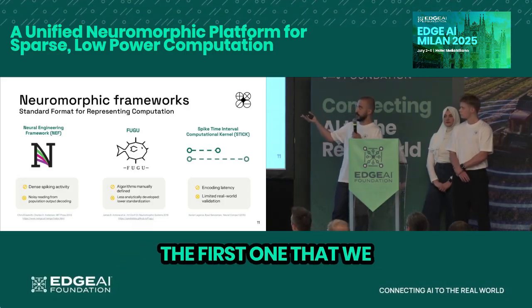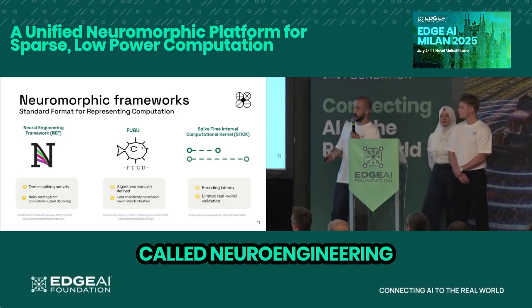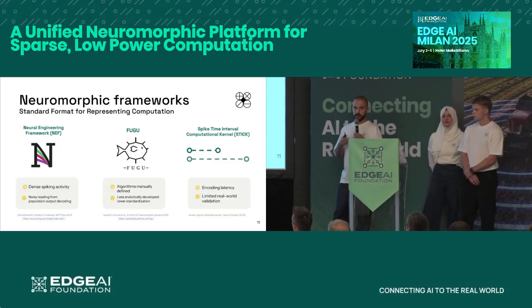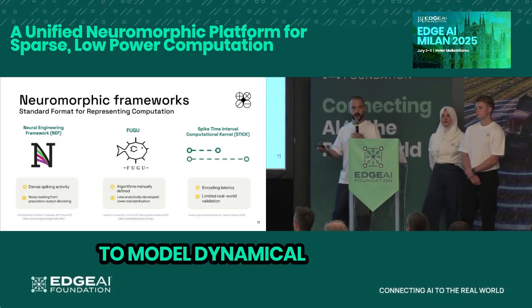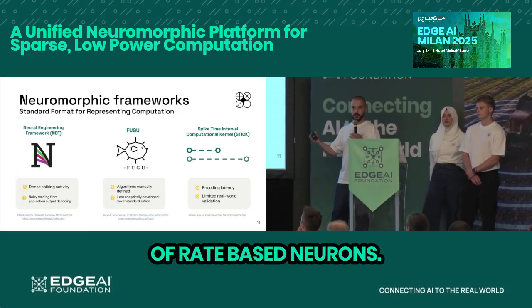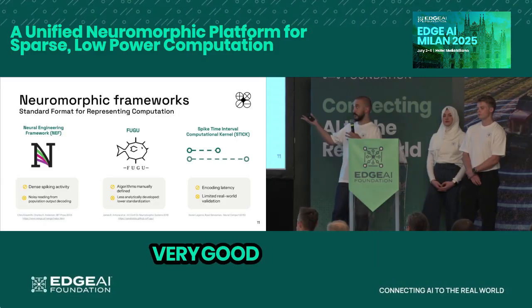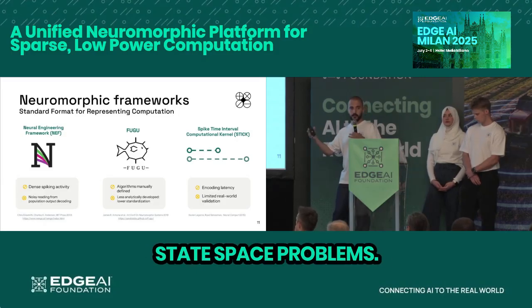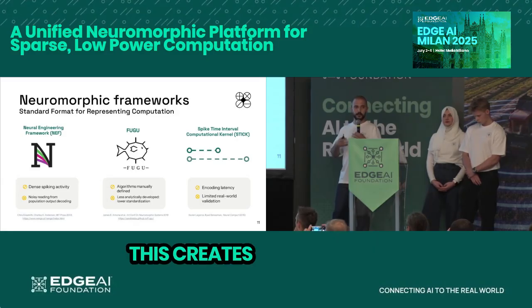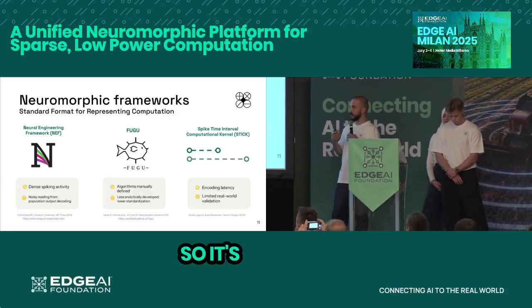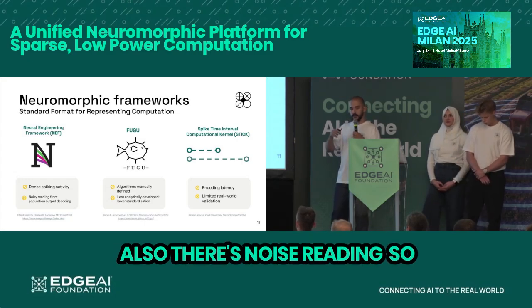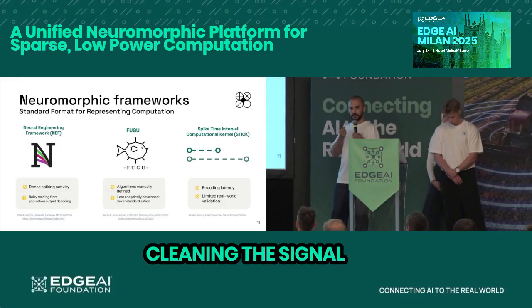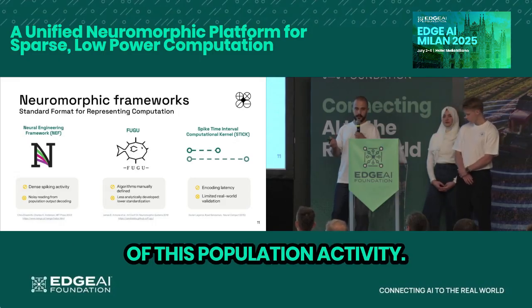The first one that we started looking into is called the Neuroengineering Framework, NEF, which is a very powerful framework. It allows us to model dynamical systems out of rate-based neurons, so it's very good to simulate state space problems, but being rate-based neurons, this creates a lot of spikes. So it's a very dense spiking activity. This is not really what we want for sparsity. Also, there's noise reading, so there's some overhead when cleaning the signal out of this population activity.